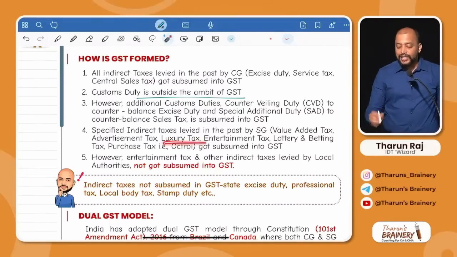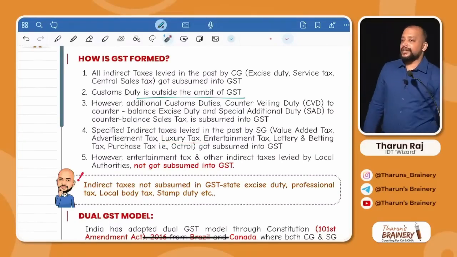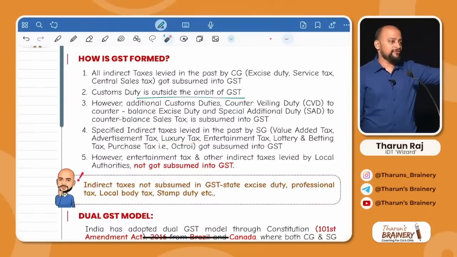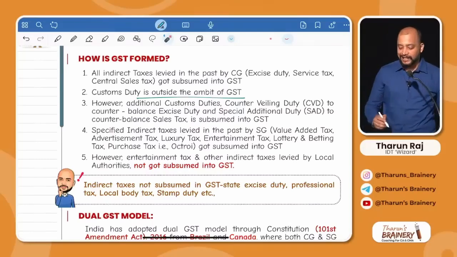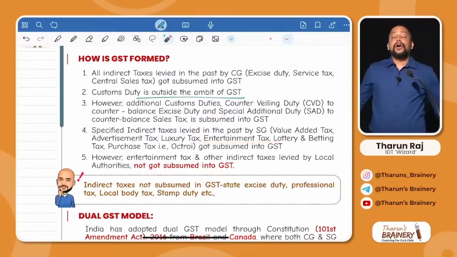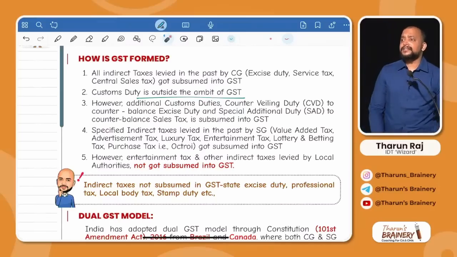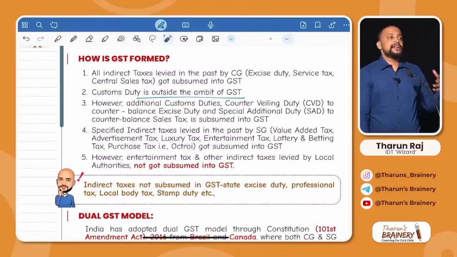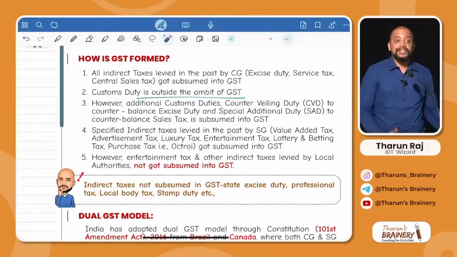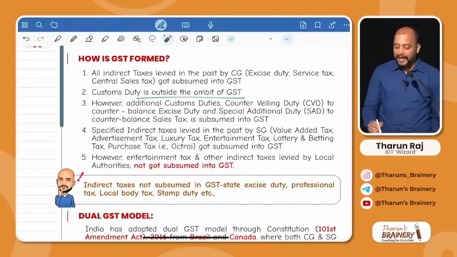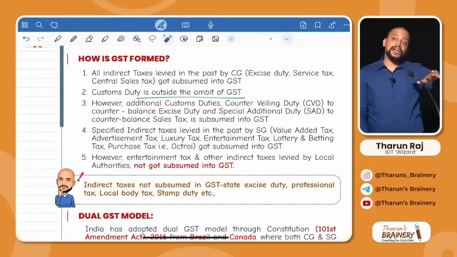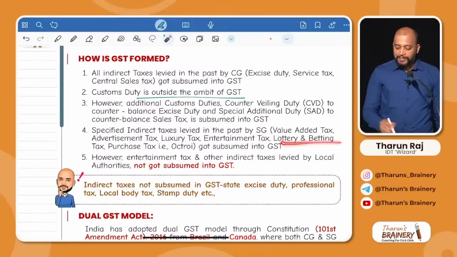Then luxury tax on hotel accommodation they used to pay. 3-star hotel, 4-star hotel, 5-star hotel, like that. Then entertainment tax on actors. All actors, movie actors, serial actors, cinema theaters, and then cable TV operators, DTH providers, they used to pay entertainment tax. All these were present or past? Past.